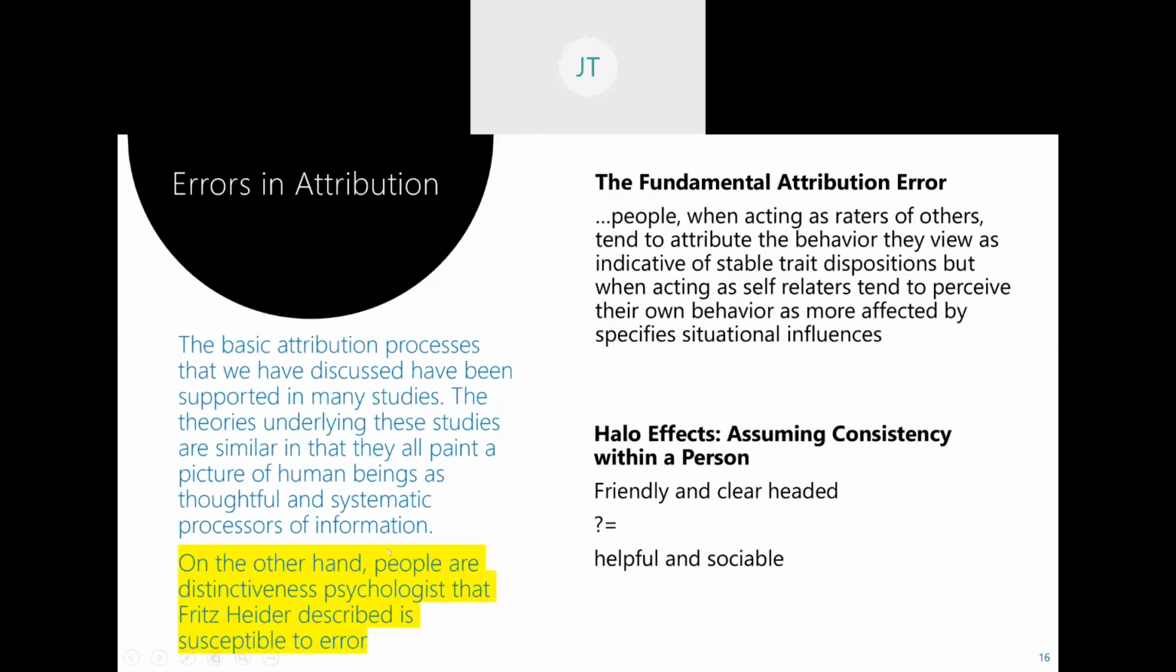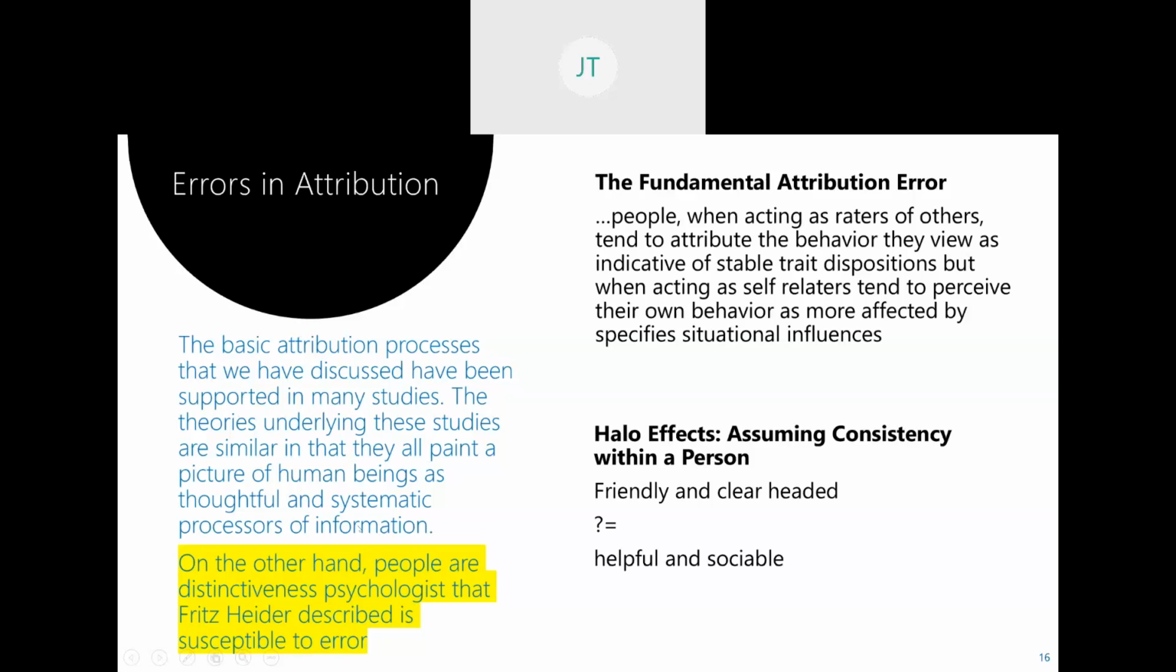The main thing they try to tell over here is that they picture a human being as a thoughtful and systematic processor of information, right? Whereas on the other hand, people are distinctive psychologists, as Fritz Heider describes, susceptible to error, right? So distinctive psychology is more about these errors that we talk about, that we have a distinctive approach in our psychology when we try to rate, for example, the attribution, right? We are not a systematic processor of information.